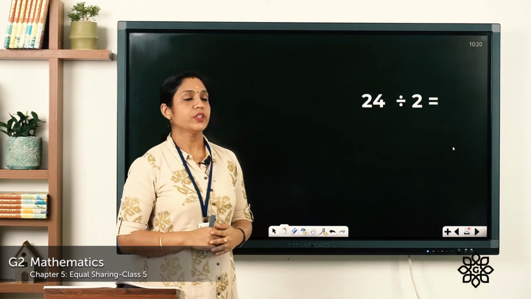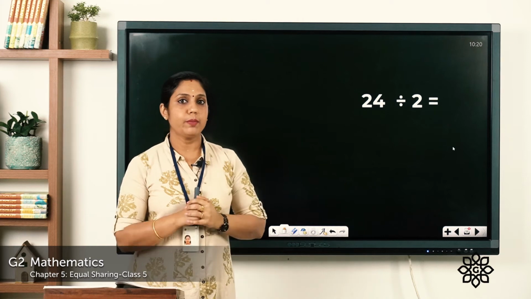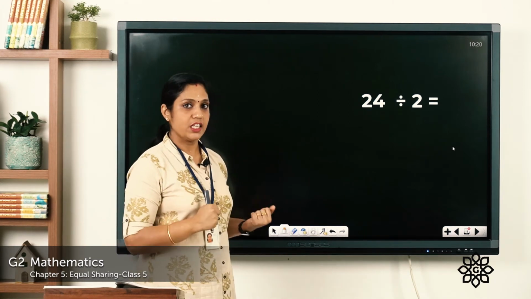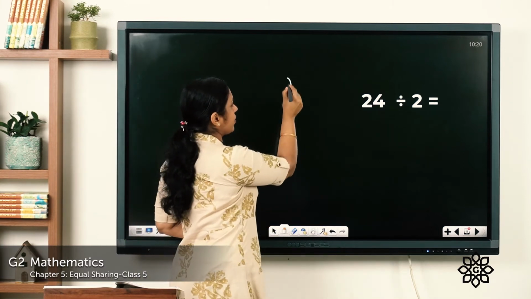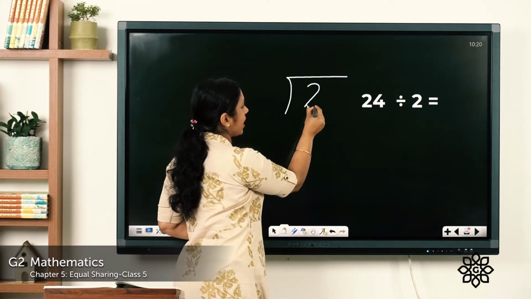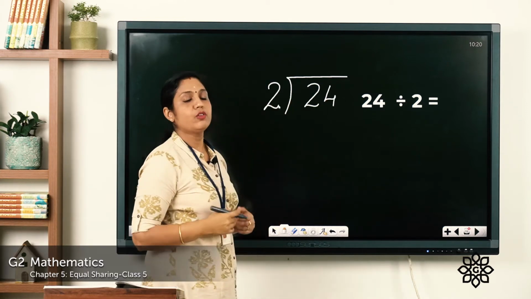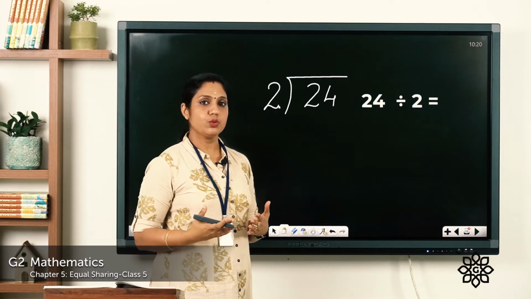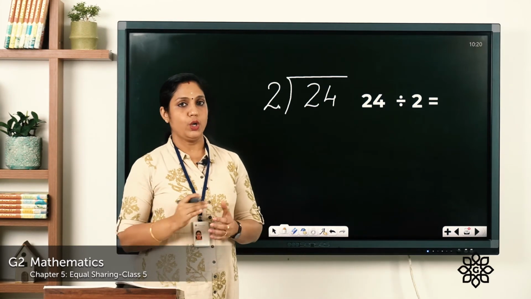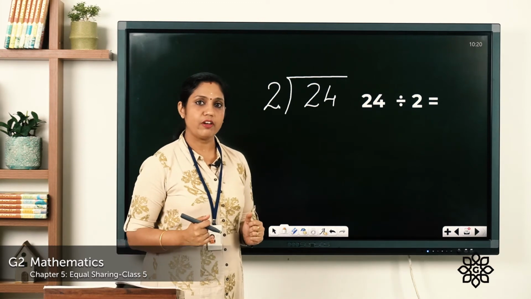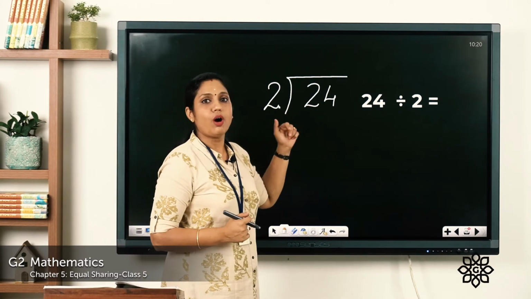Let's do one more. Here we have 24 divided by 2. So which is the dividend? It is 24 and the divisor is 2. So let's write the dividend inside and the divisor outside. Now do you know how many times in the 2's table you can reach 24? No. So what do we have to do? We'll take one by one number. So which number do you have to take first? Is it 4 or 2?